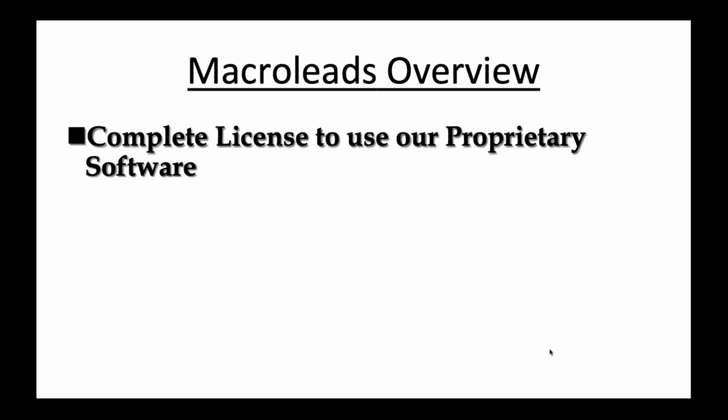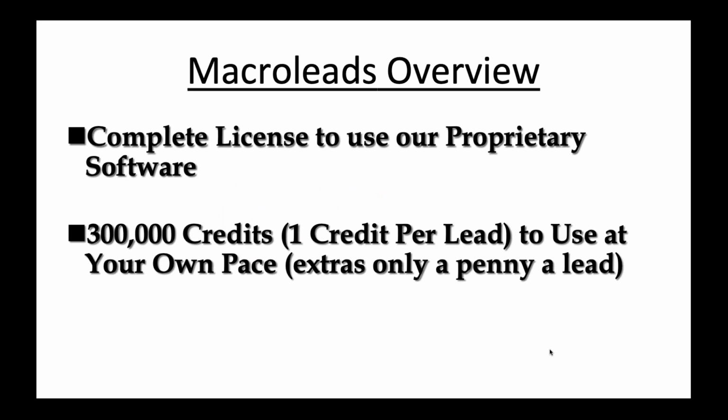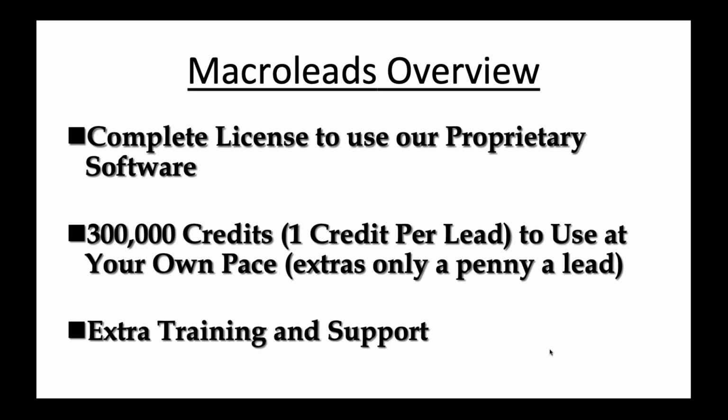So quick overview. You get a complete license to use our proprietary software. You get 300,000 credits, where it's 1 credit per lead, to use at your own pace. And any extra leads are only a penny a lead. So you get 300,000 credits right off the bat to use at your own pace, whether it's in a week or in a few years, whatever you want. You also get extra training and support, so that's all backed by us.